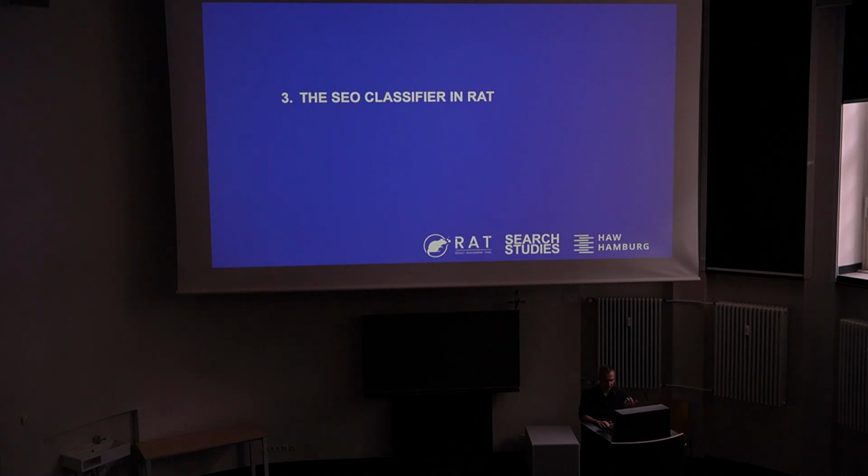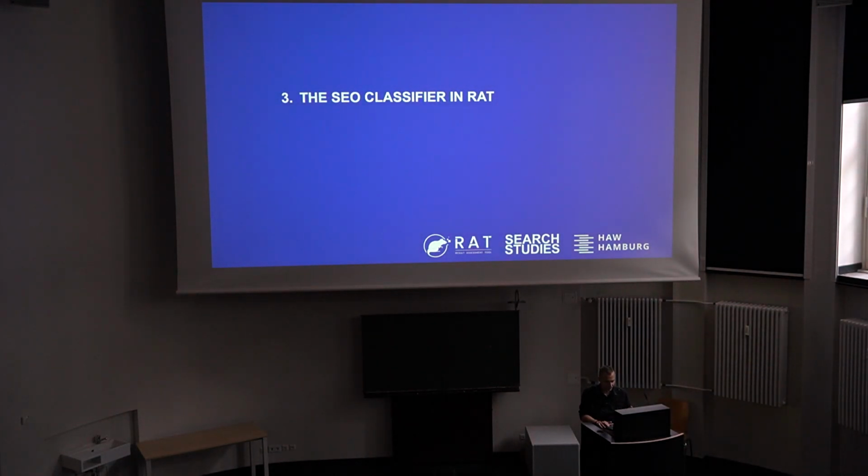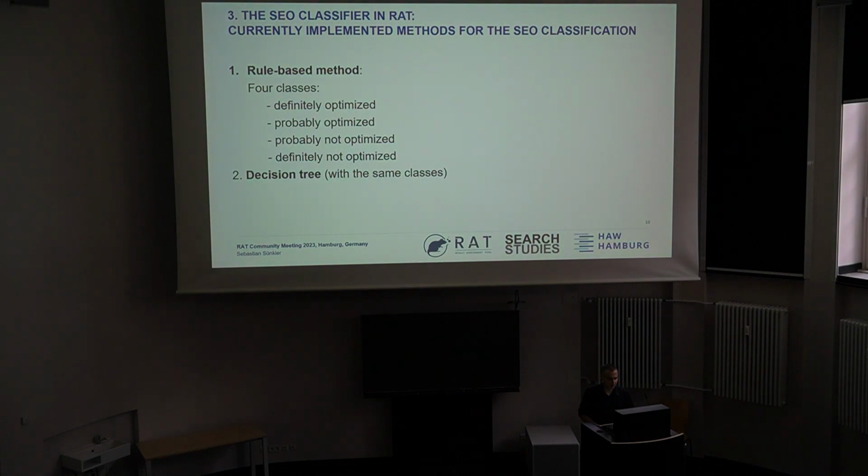And well, when we have all these indicators collected, we use two approaches to classify the web page. One approach is a rule-based method, and we have 4 classes here: definitely optimized, probably optimized, probably not optimized, and definitely not optimized. And we have rules defined like it's definitely optimized when it's on a list with SEO customers, and it's definitely not optimized if it's a Wikipedia link, because it's the only source we defined as not optimized, because on Wikipedia there's no search engine optimization going on.